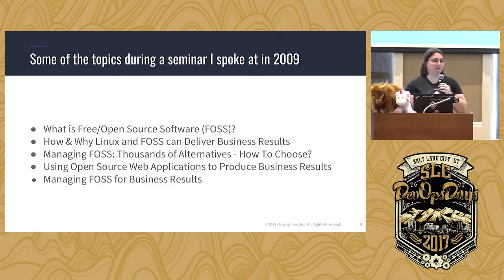We explained what open source software was. These were people managing IT and people coming to our conference. They didn't know about technology, and we weren't really talking to many CEOs. So first we had to explain what it was. My favorite one here is using open source web applications to produce business results. Right? That's what our world is built on. People use open source software to build web applications all day long. It's a huge thing. But at the time we had to explain it.